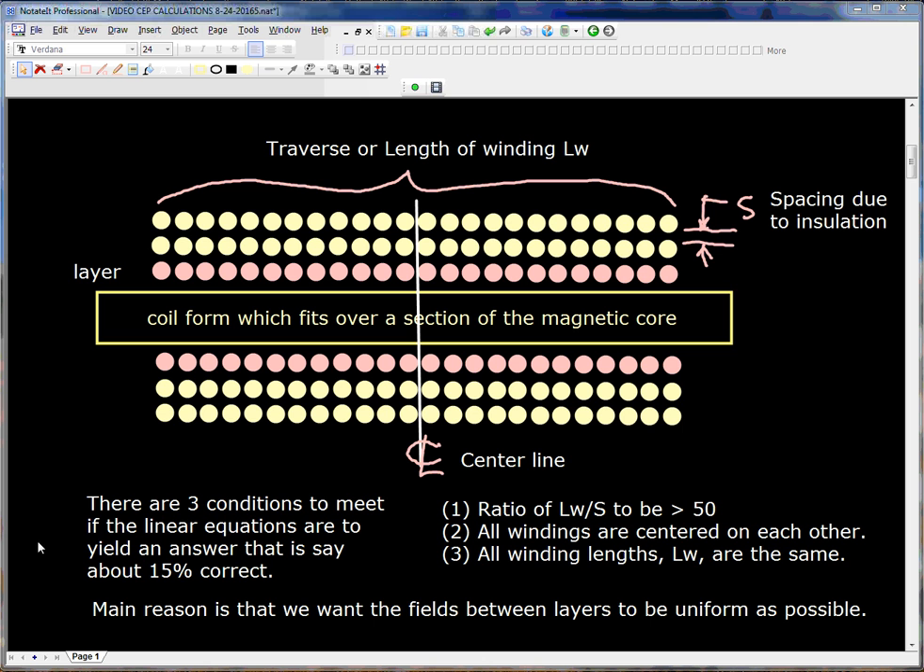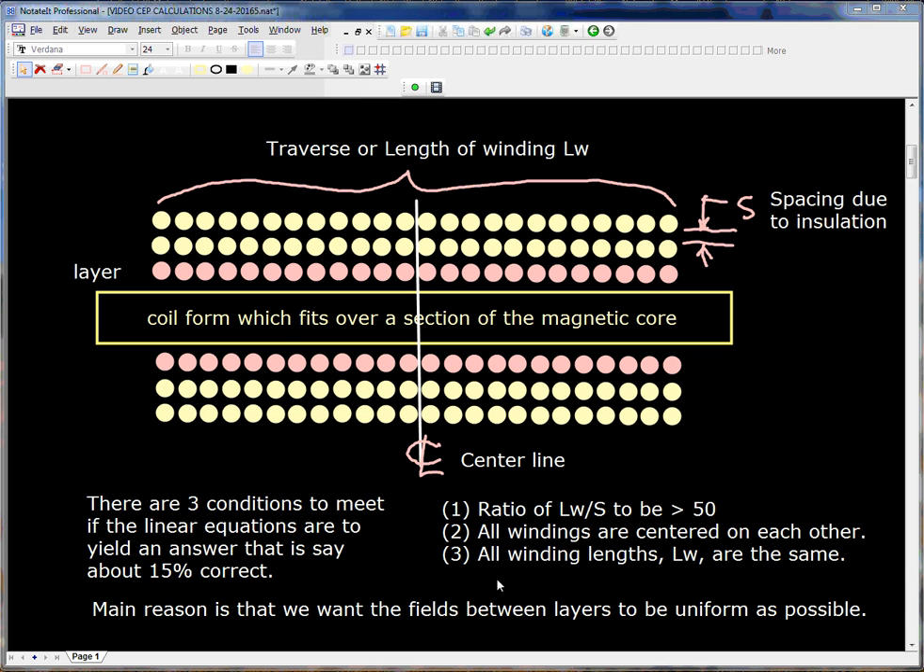There are 3 conditions to meet if the linear equations we're about to show you are to yield an answer that is, say, about 15% correct. I say 15% because transformers can hardly be reproduced within 15%. The actual equation is pretty much accurate to about 1 or 2%. But here's what we must do. Number 1, the ratio of LW to S is to be greater than 50. That's a ratio of this distance to this distance.